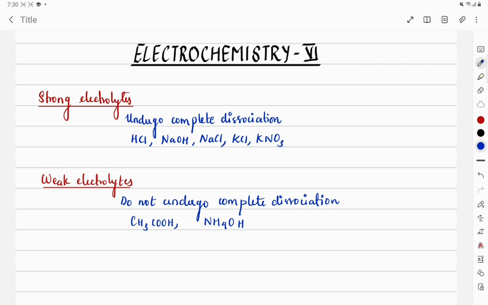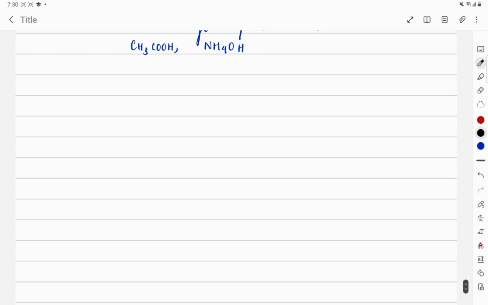Now if we try to plot their variation in molar conductivity during dilution, we get a plot like this. Let's take lambda m as the y-axis, root of concentration as the x-axis. If you go from right to left, concentration decreases, which means this is the direction in which dilution increases. Since concentration increases from left to right, from right to left it is dilution that is being increased.